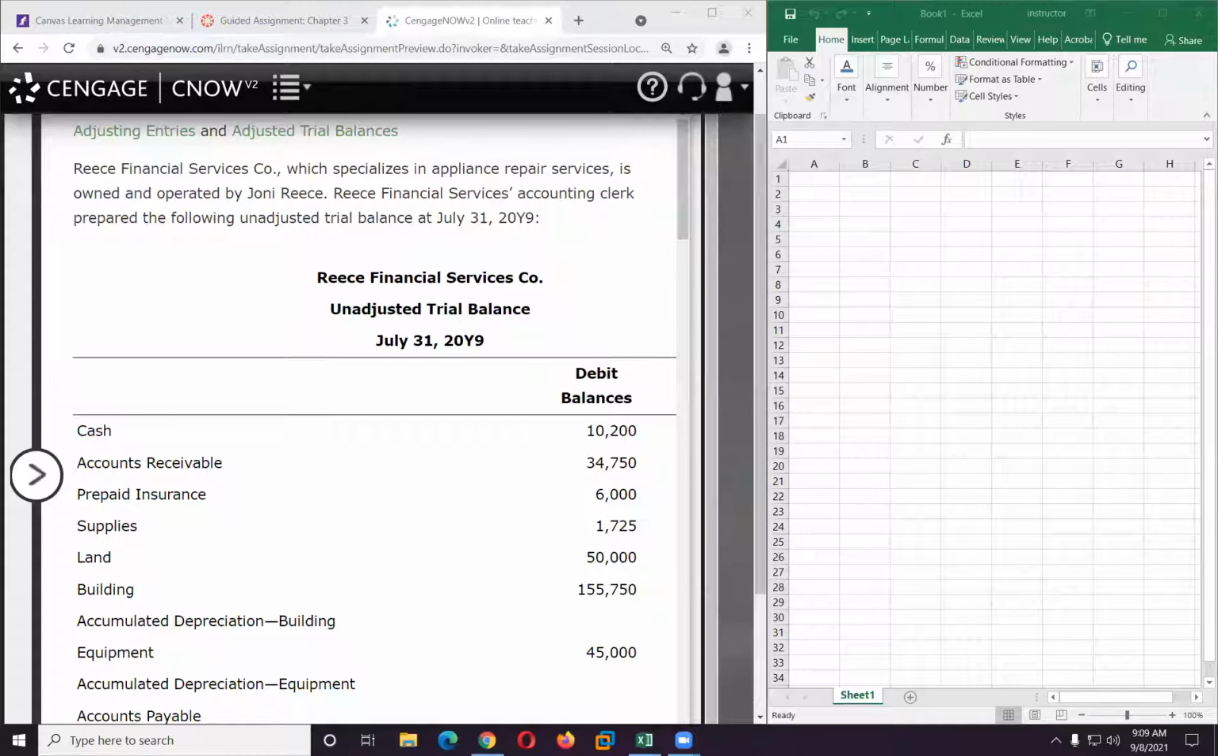Okay, so this is the Reese company, and it gives us their unadjusted trial balance, and then it gives us the data to make adjustments, and it wants us to make the adjusting entries, and then it wants us to create an adjusted trial balance. So that's the whole process they want us to go through.